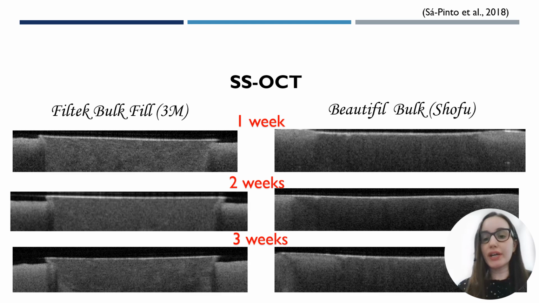Also, we checked later by SS-OCT device, and we observed loss of enamel for the group restored with Filtek Bulk Fill and no loss for the Beautifil group. So we could check here the difference between a bioactive material and one which is not bioactive.